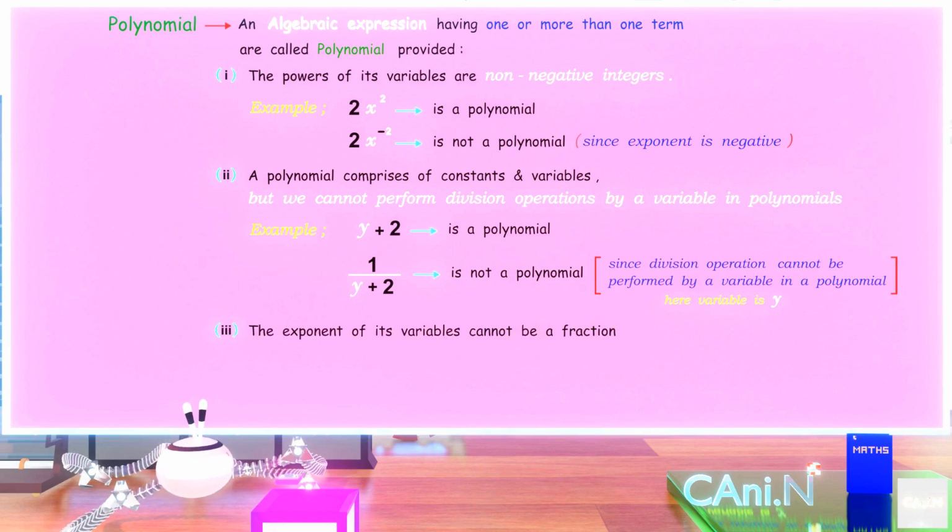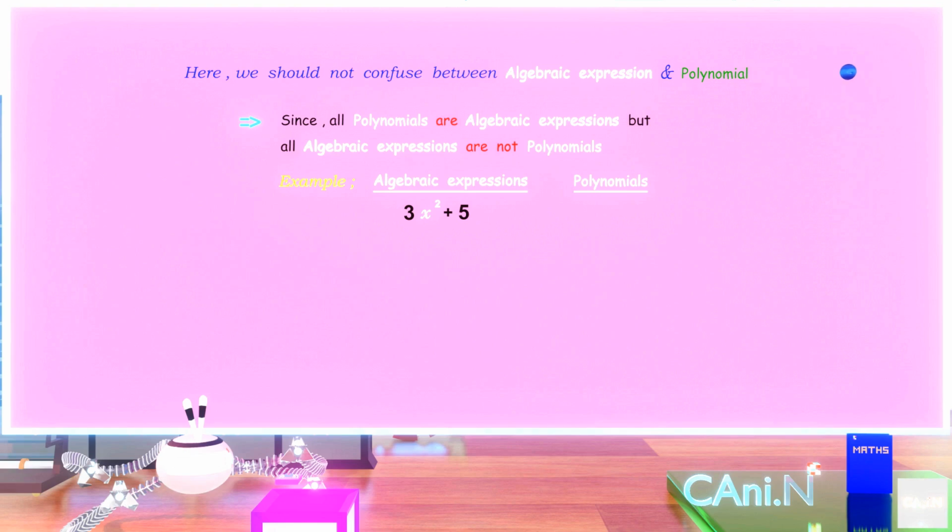The exponent of its variables cannot be a fraction. Example: 2x is a polynomial. But square root of 2x, equals 2x raised to the power 1 by 2, is not a polynomial. Here, we should not confuse between algebraic expression and polynomial. Since all polynomials are algebraic expressions, but all algebraic expressions are not polynomials. Example: 3x squared plus 5 is an algebraic expression and is also a polynomial. Square root of 1 minus x squared divided by 1 plus x squared is an algebraic expression, but is not a polynomial.